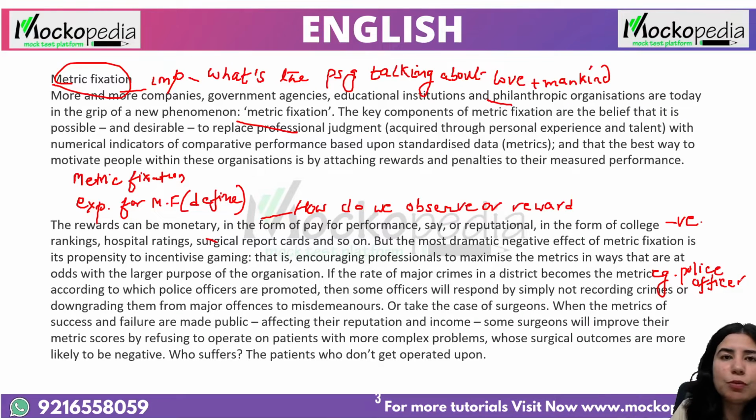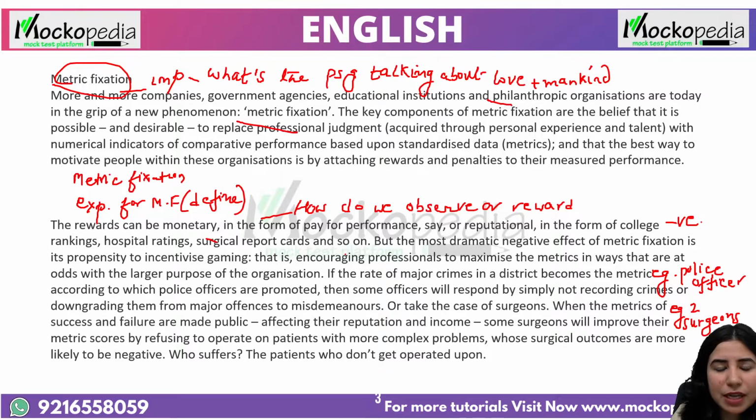It is suggesting that suppose करिए क्राइम आपके एरिया में कम हो रहा है, तो पुलिस ऑफिसर को रिवॉर्ड करेंगे. तो हो सकता है वो क्राइम्स रिकॉर्ड ही ना करे, या बहुत स्ट्रॉन्ग इंटेंसिटी के क्राइम को लो इंटेंसिटी का क्राइम बना के रिपोर्ट कर दे. Or take the case of surgeons. So this is another example, right? This is example 2, and here we are talking about surgeons.